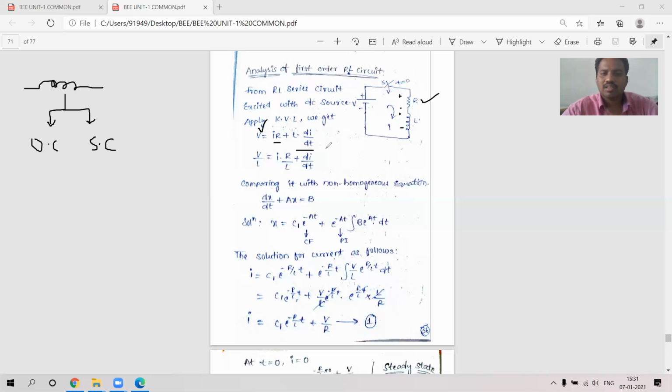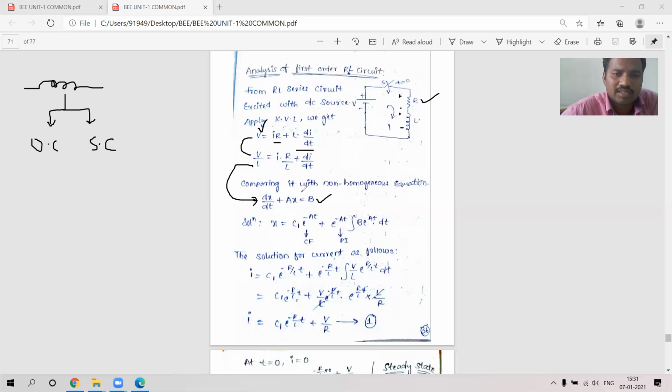In order to compare with the non-homogeneous equation, I am dividing by L. So if I divide by L, I get V by L equals R by L times I plus di by dt. So I can compare this equation with the non-homogeneous equation. Non-homogeneous means we are getting some constant, homogeneous means it is zero. So dx by dt plus ax equals b.